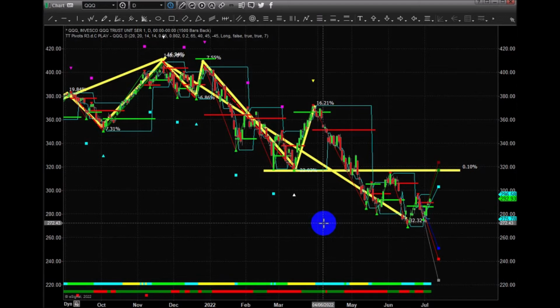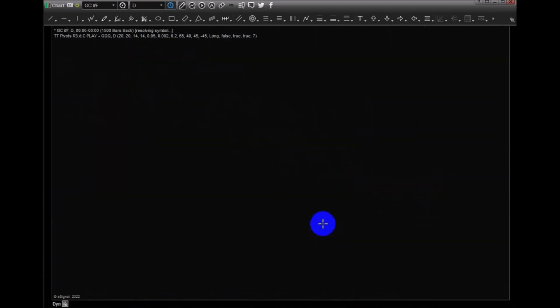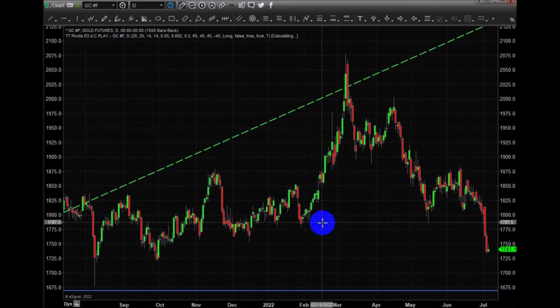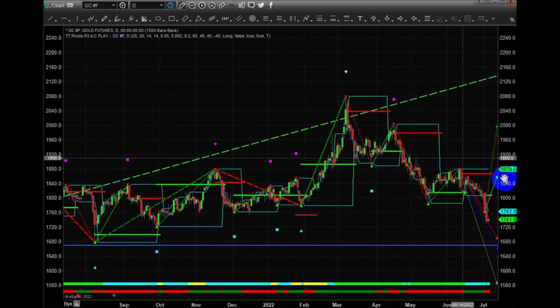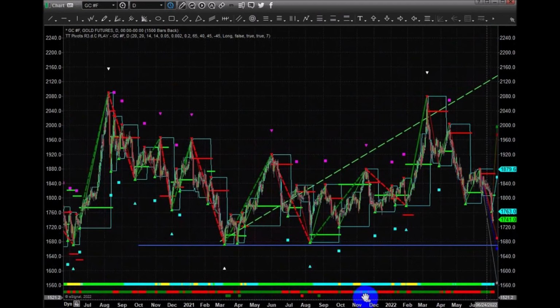This looks like capitulation. In fact, let's take a look at gold just for the heck of it, because I know a lot of you follow gold. And where we are at with gold is, let's try to take a look at the longer term picture here.